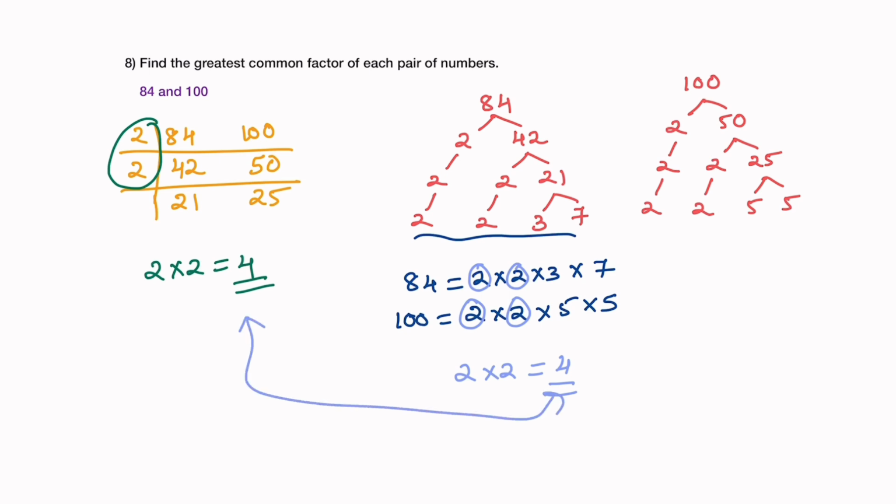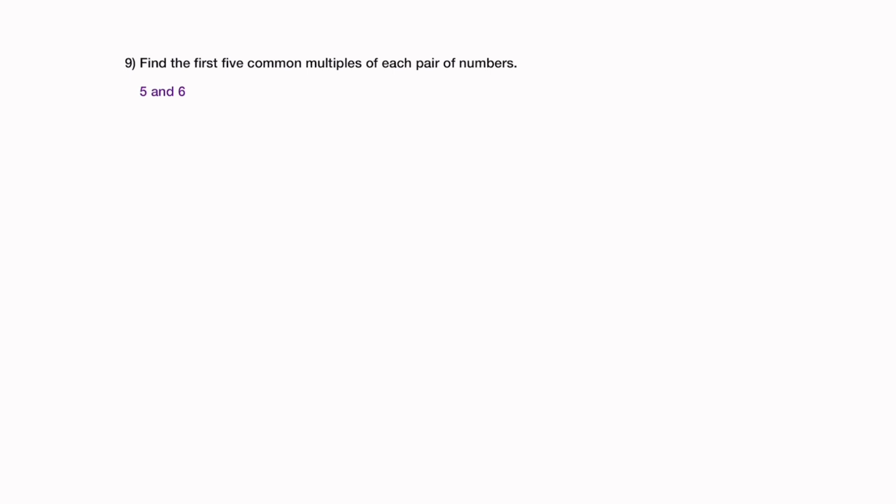2 methods. Third one is on you. So greatest common factor ends over here. So let's move to the next section. It says, find the first 5 common multiples of each pair of numbers.